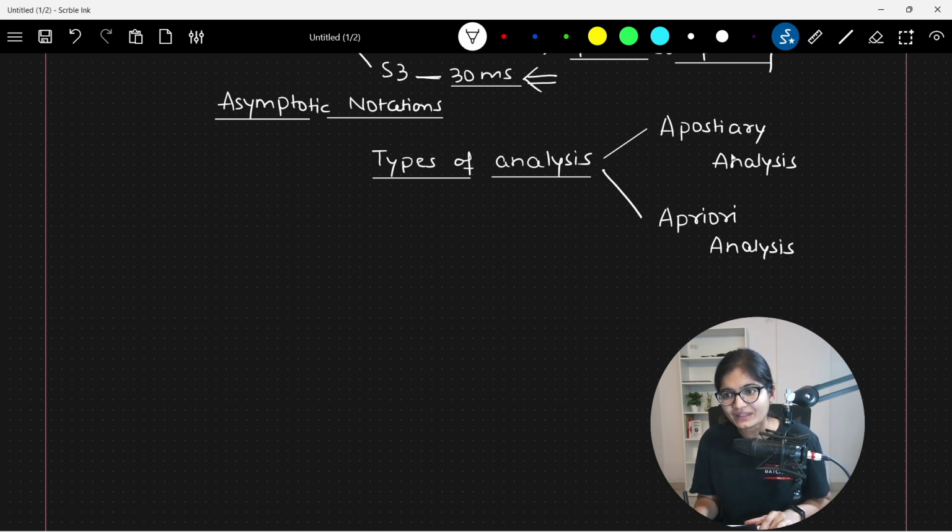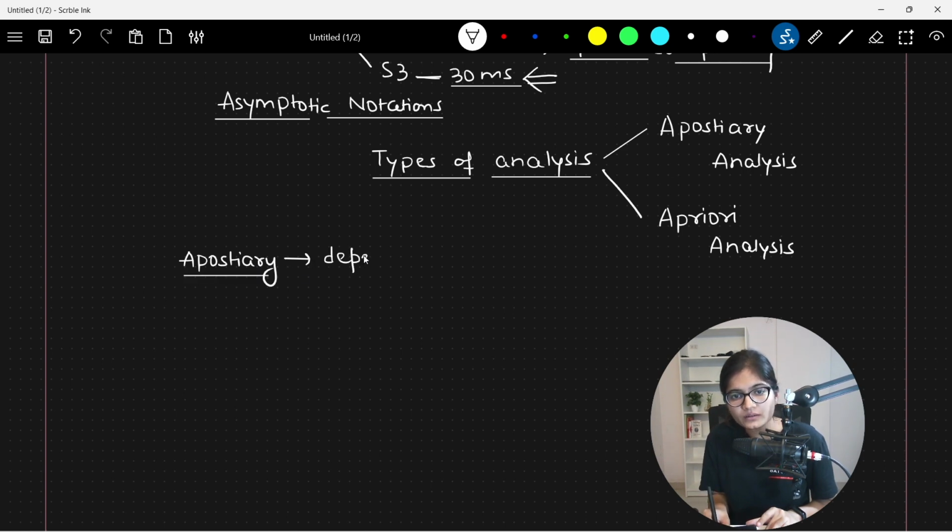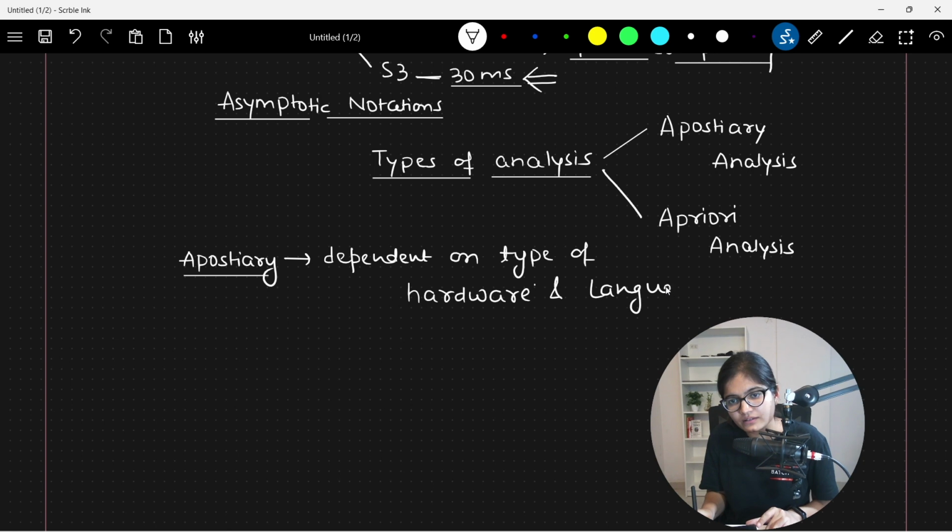When I say posteriori, it means that we are working with a problem which is dependent on what language of compiler and what type of hardware I'm using. So a posteriori analysis is dependent on the type of hardware and the language of compiler that we are using.